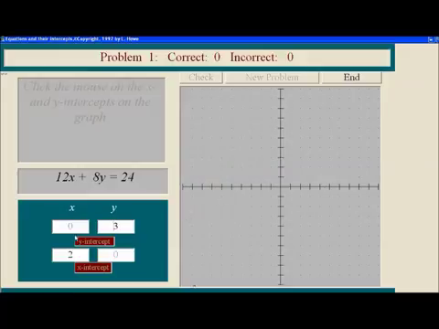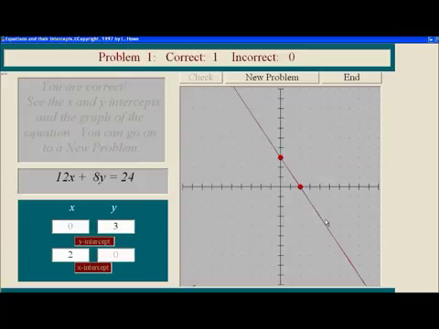So now we can locate the points. Let's locate this point, 0, 3. 0, 1, 2, 3. There he lives. Let's locate this point, 2, 0. There he lives. There's the equation of that line.